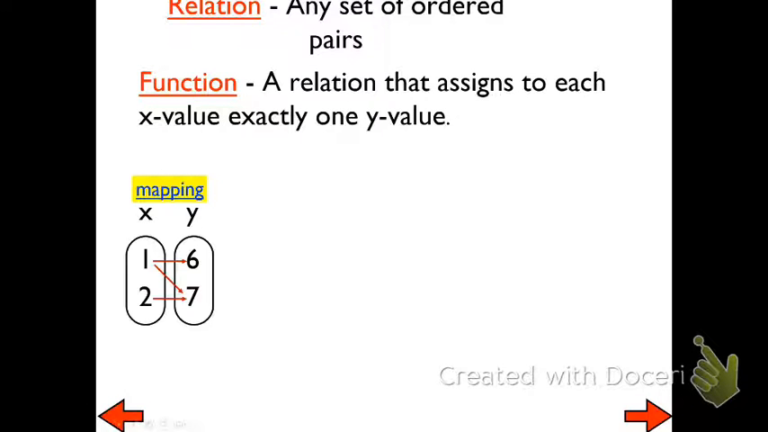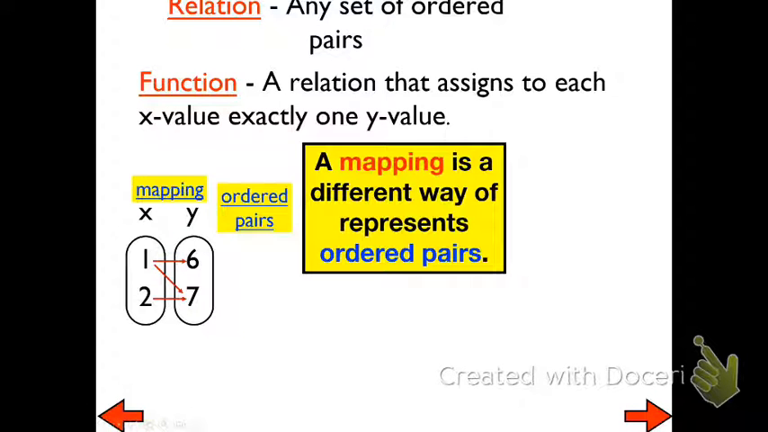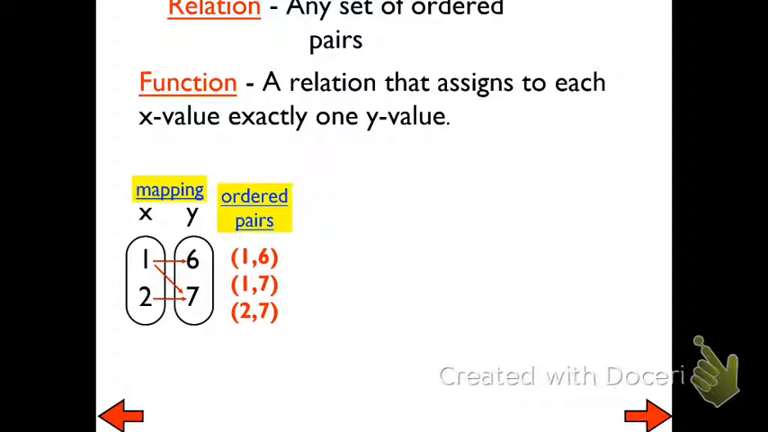So there's a way of writing things, and this is called mapping. The first one is your x's, and notice your x's are 1 and 2, and then your y's are 6 and 7. If you write them as ordered pairs, you have (1, 6), (1, 7), and (2, 7). Well, this one has a slight problem because when you input 1, your output is 6 and 7. One input can only have one output.